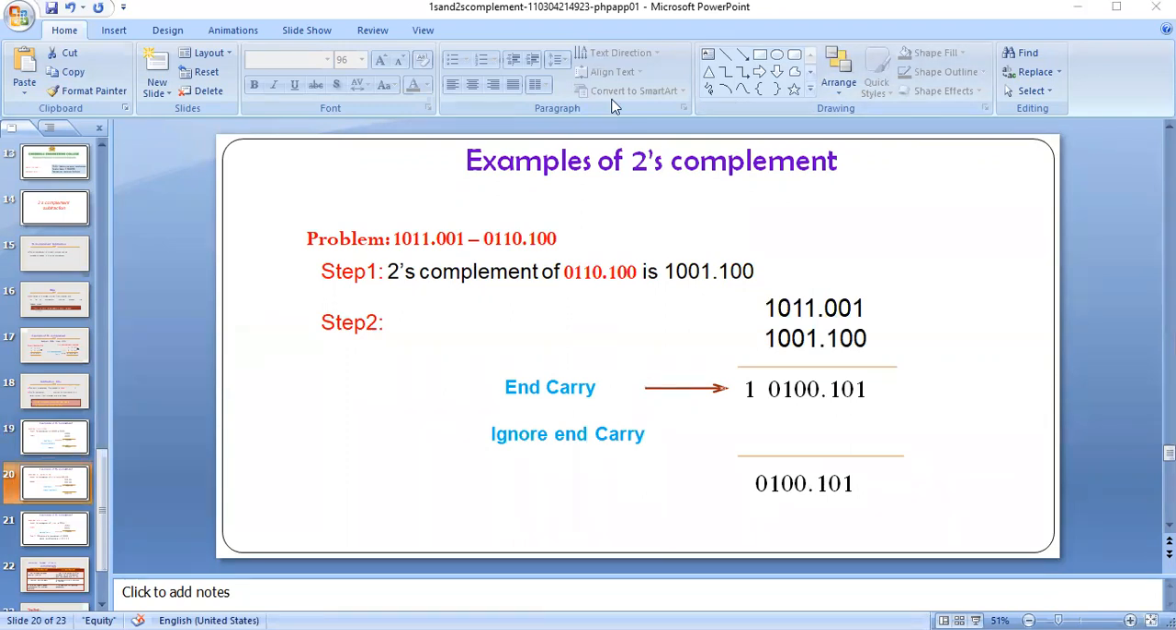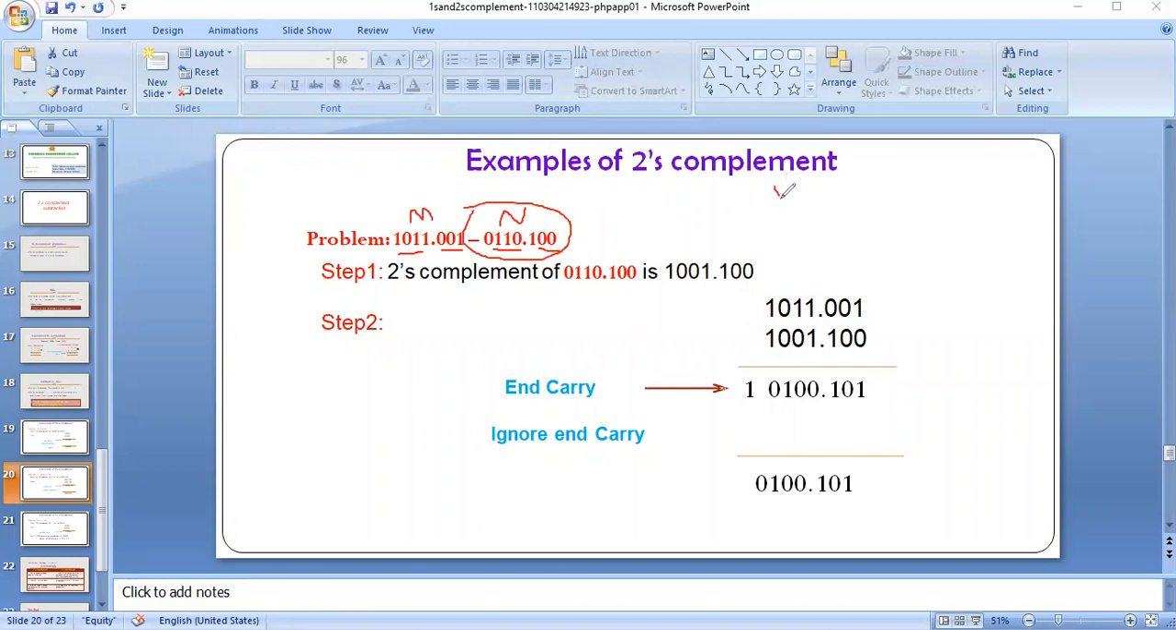See here, in this example I'm considering both integer part and fractional part. In this problem, this is the minuend, and this is the subtrahend. In the first step, check whether the number of digits are equal or not. So in the integer part we have 4 bits, in the fractional part 3 bits, so these are equal. In the next step, we have to find the 1's complement of the subtrahend. Sorry, the 2's complement of the subtrahend.